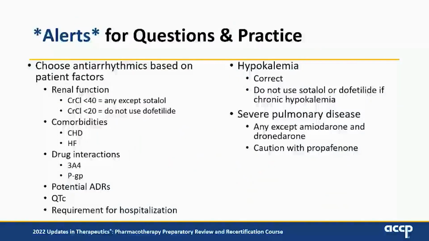The other things I would think about if you're choosing your antiarrhythmic are, what is my patient's renal function? That might preclude the use of some of these drugs. What drug interactions do I need to watch out for? There's a ton with CYP3A4 and P-glycoprotein, so looking for that. Are there any specific adverse effects that would be particularly problematic in this patient? So for example, on the right, if they have severe pulmonary disease, you might want to avoid agents like amiodarone and dronedarone, and then also caution with propafenone because remember it has that beta blocking, more bronchospasm properties.